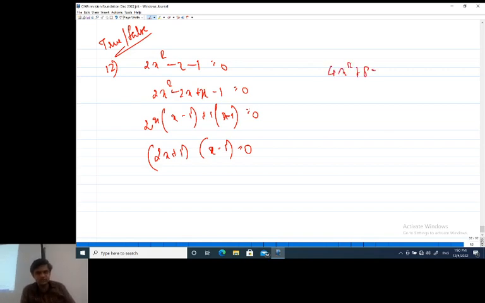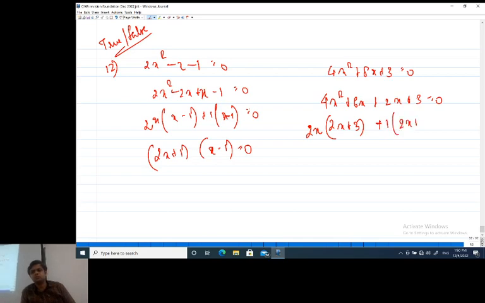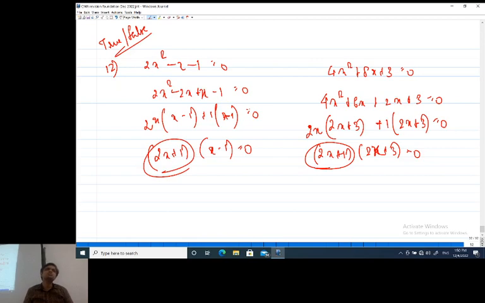4x squared plus 8x plus 3 equal to 0. 4 threes are 12. The two factors of 12 are 6 and 2. So 4x squared plus 6x plus 2x plus 3 equal to 0. 2x plus 3 is common. When you take 2x out plus 1 common, 2x plus 3 equal to 0. So 2x plus 1 times 2x plus 3 equal to 0. Which is common? 2x plus 1 is common. So that is the GCD. So the answer is false.